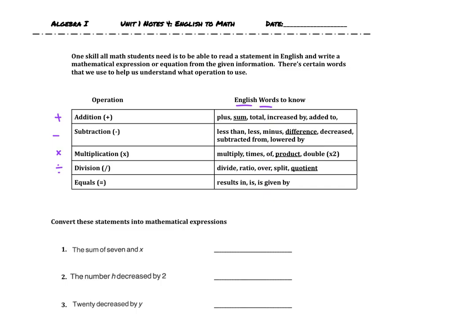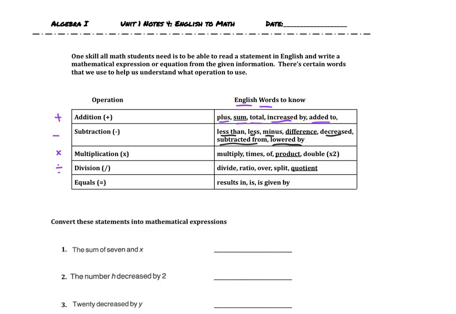So for addition, things like plus, total, sum, increased, added to, all of those mean addition. Then for subtraction, if you have less than, less, which means a little difference, minus, decreased, subtracted from, kind of a dead giveaway, lowered by, all of those mean the same thing.